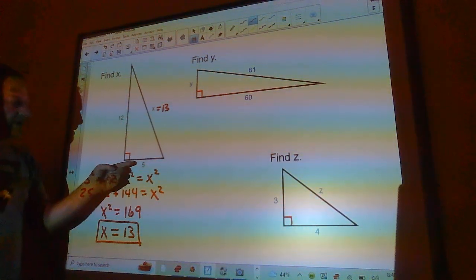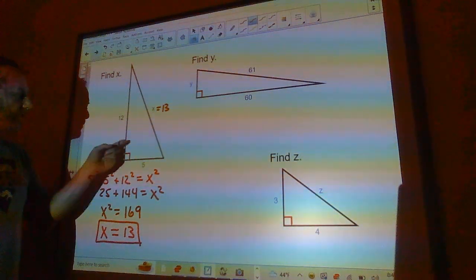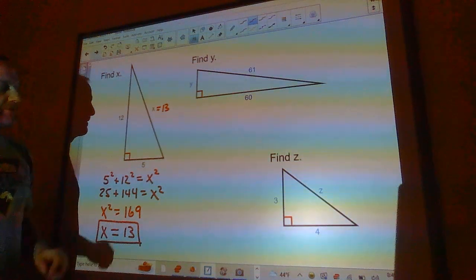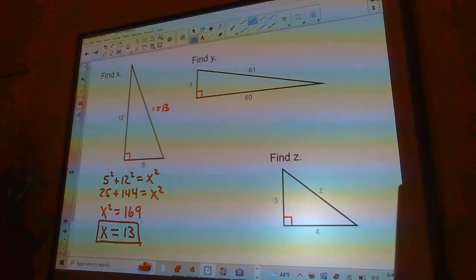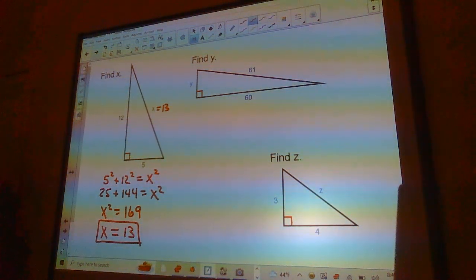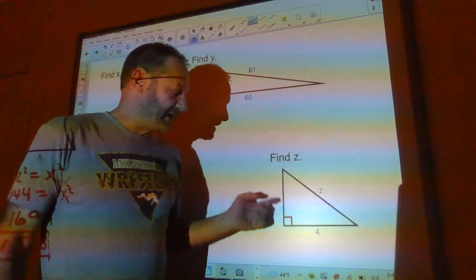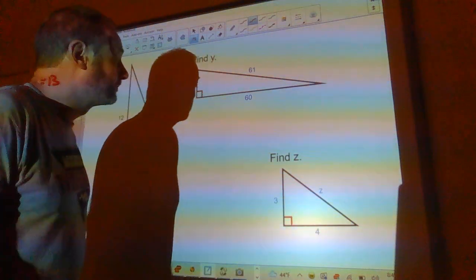Okay, when the 3 sides of the right triangle are whole numbers, in this case 5, 12, and 13, that is called a Pythagorean triple. Okay, so 5, 12, and 13 is a Pythagorean triple. Okay, why don't you take a second, pause the video, and do this one right here, find out what z is.